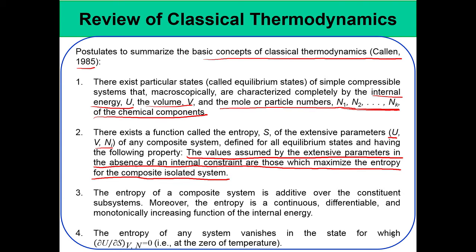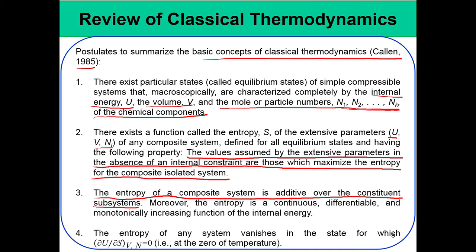And the entropy of a composite system is additive. This is the third postulate: the entropy of a composite system is additive over the constituents of the system. Moreover, the entropy is a continuous, differentiable and monotonically increasing function of internal energy. And this is the fourth, which is not really important now, called the third law of thermodynamics, that is, the entropy of any system vanishes in the state for which the partial derivative of S with respect to U at constant V and N equals 0, that is, when temperature is equal to 0.